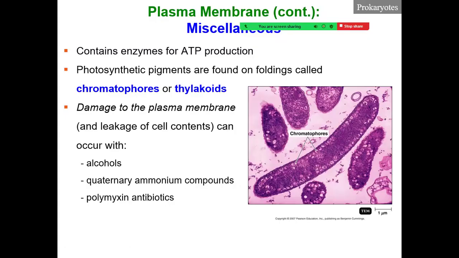If you damage the plasma membrane, you'll have leakage of the cell contents, meaning the cytoplasm will leak out of the cell, and that will kill the cell. You can damage the plasma membrane with alcohol. You can damage the plasma membrane with quaternary ammonium compounds and polymyxin B antibiotics. Polymyxin B puts holes in the cell membrane, and then the cytoplasm can leak out of the holes in the cell membrane. Any question about any of this?